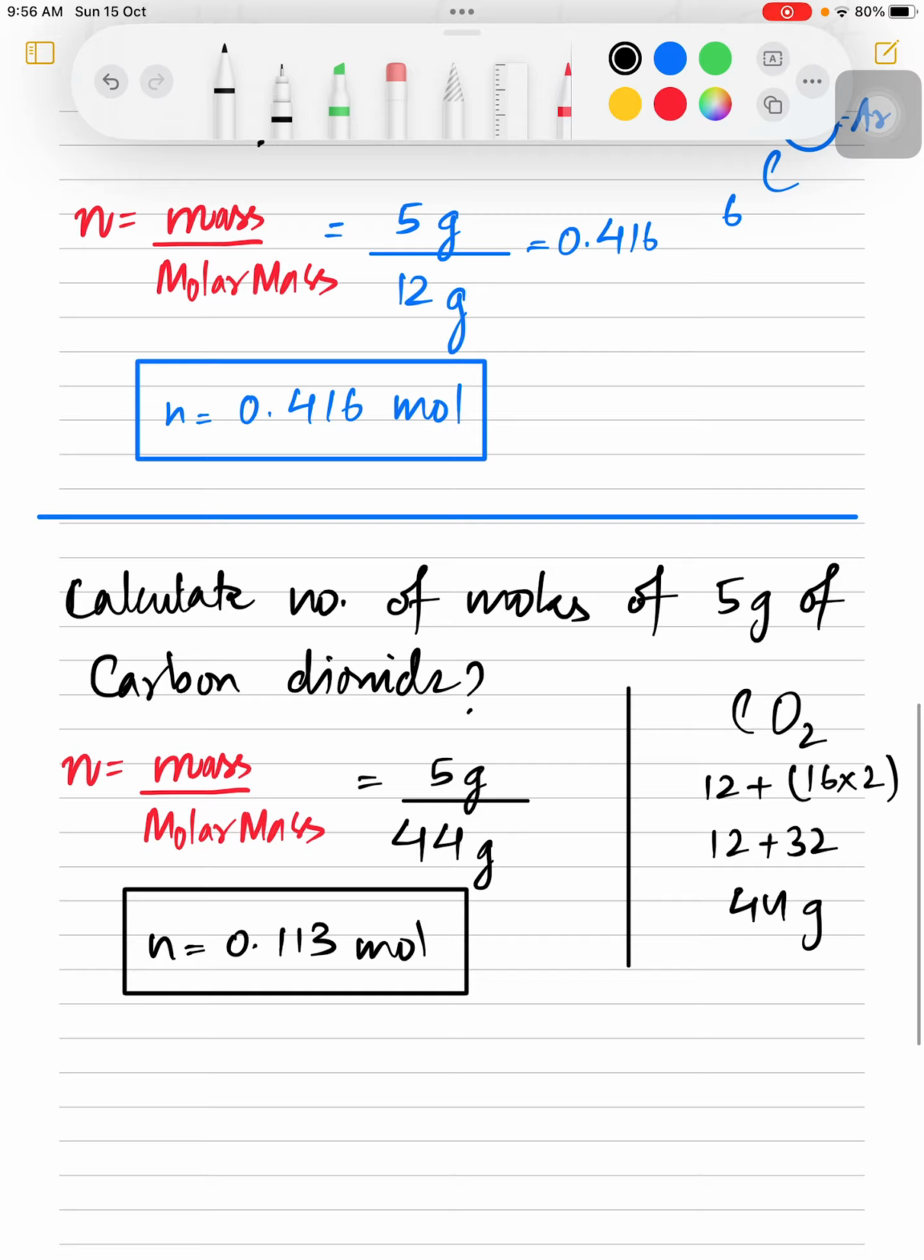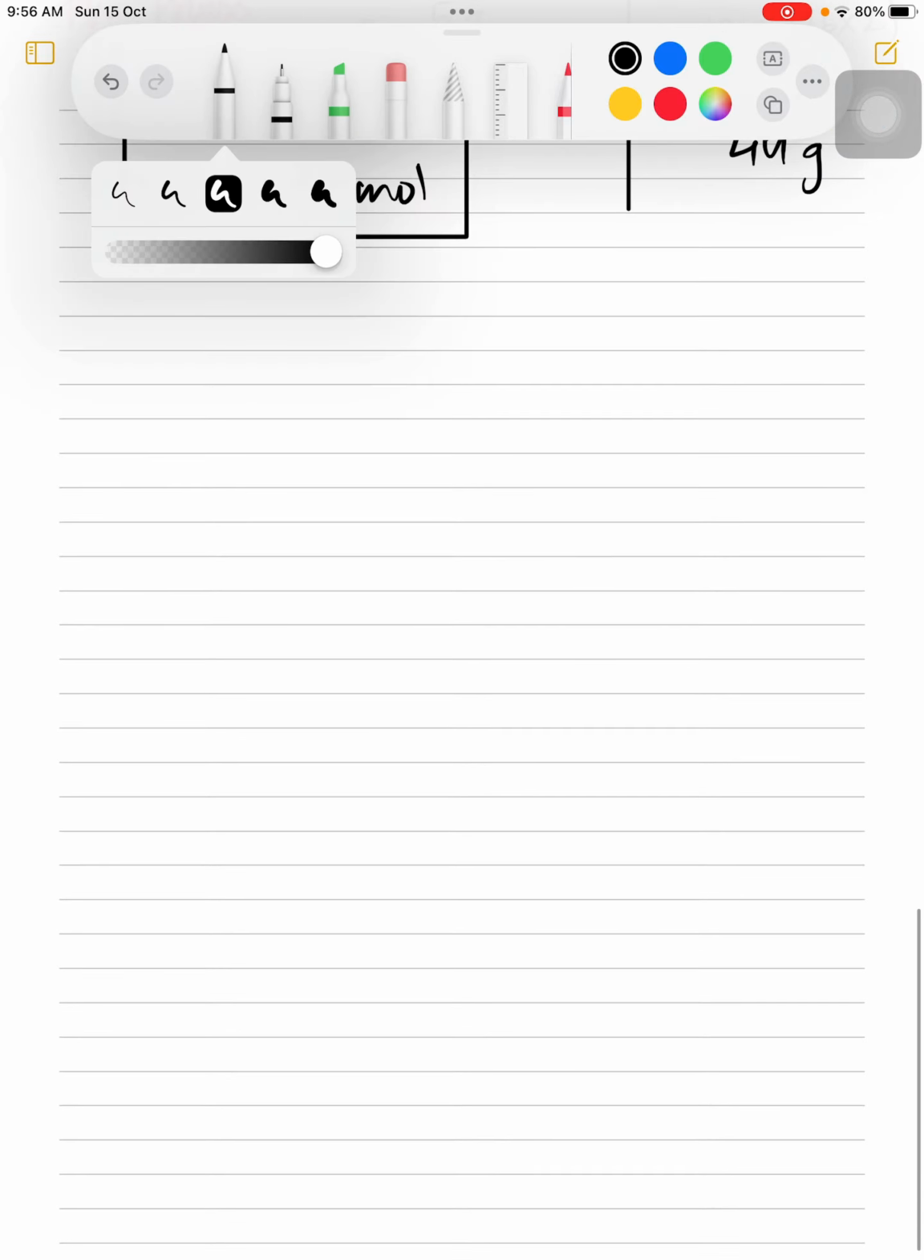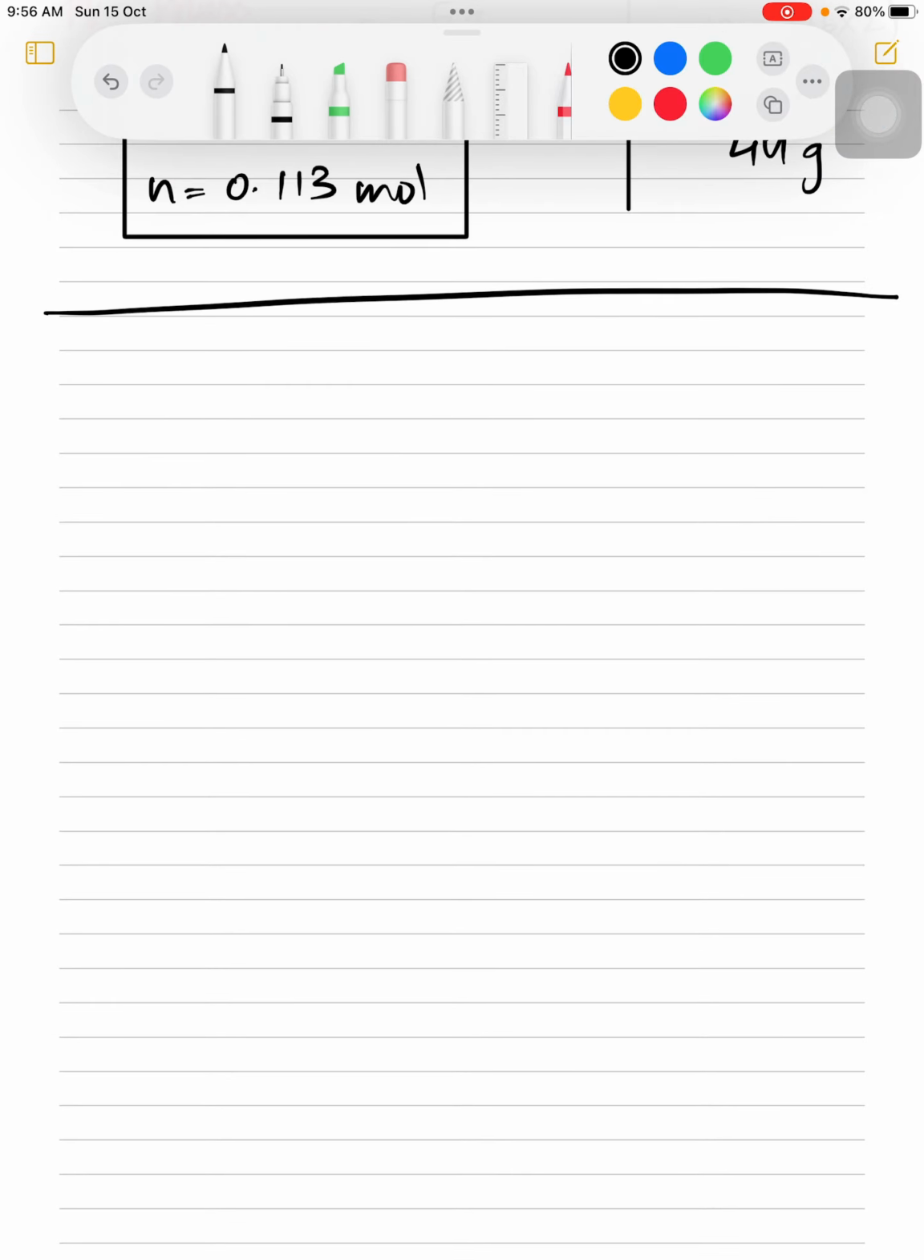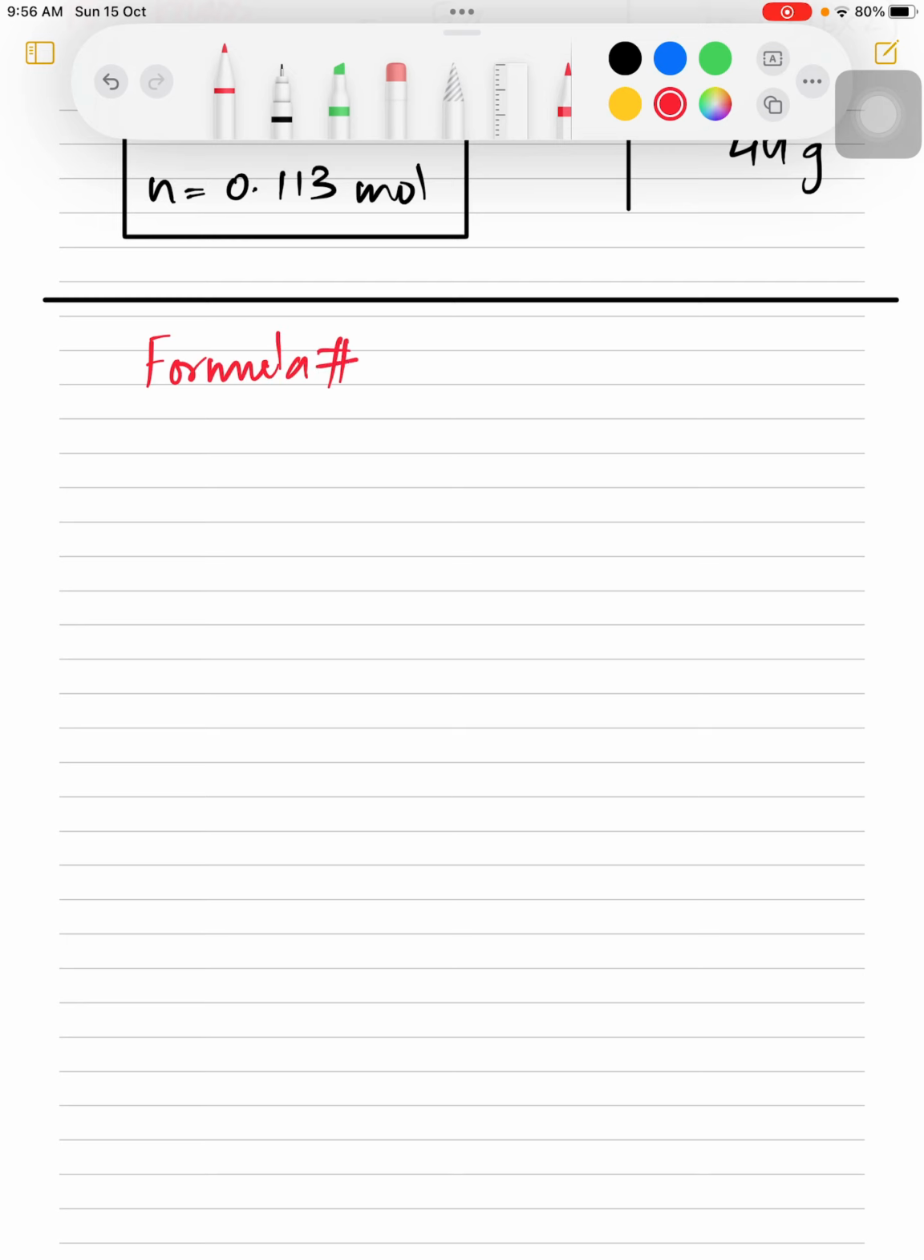Now moving on, let's talk about the second formula. According to formula number 2, this is used for the volume of a gas.